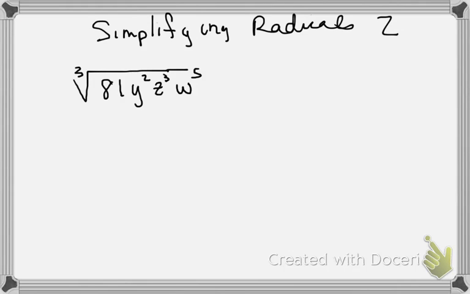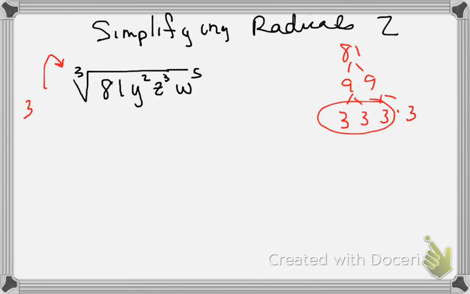So let's look at our cube root. This is the cube root of 81y squared z cubed w to the fifth. And remember what I told you, the index tells us the groups, so I'm going to put them in groups of 3. I'm going to start with 81. 81 I'm going to factor. I know it's 9 times 9, and then it's 3 times 3 times 3 times 3. Now remember, I'm going to make groups of 3. So there we are. There's my group of 3.